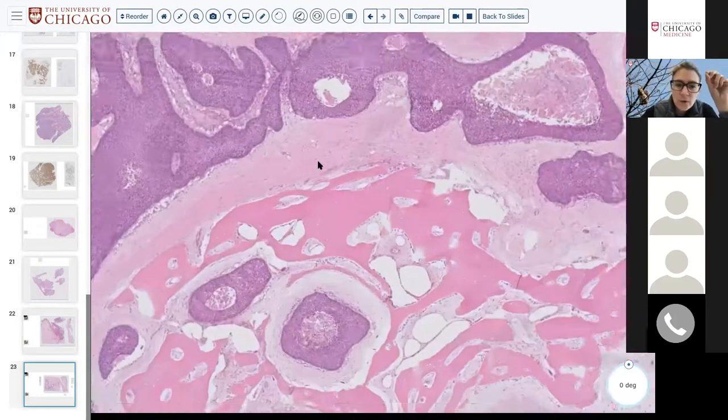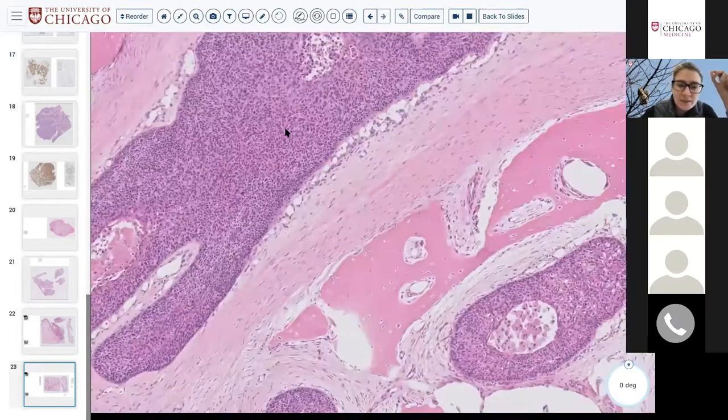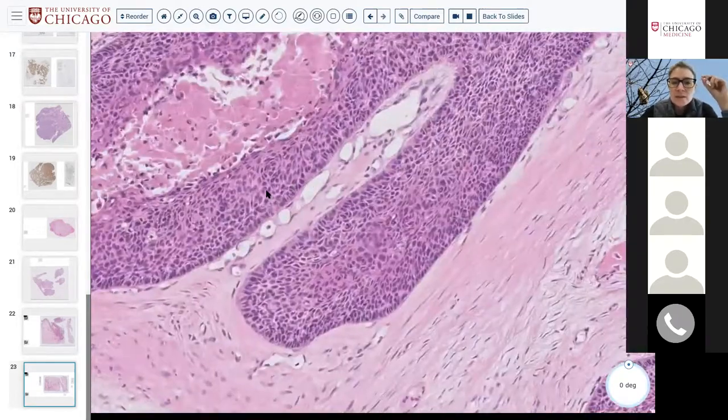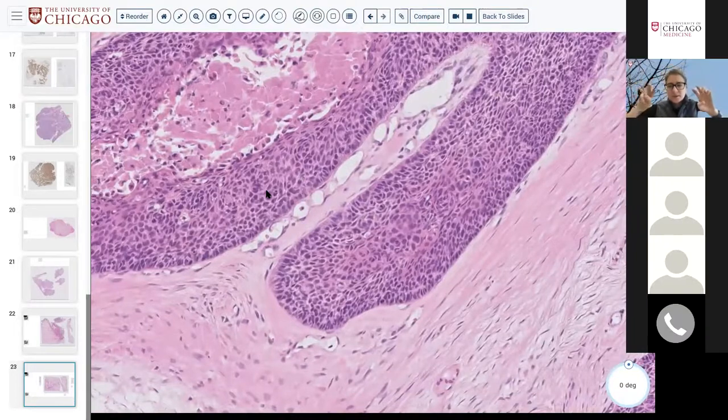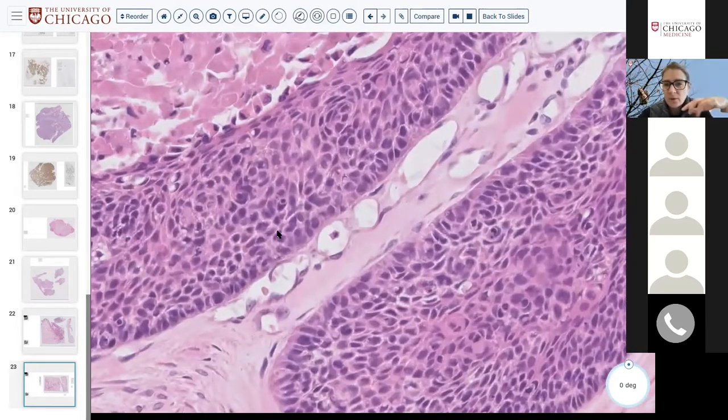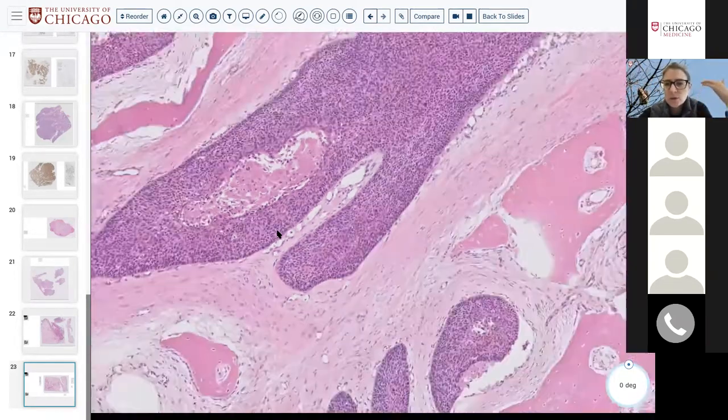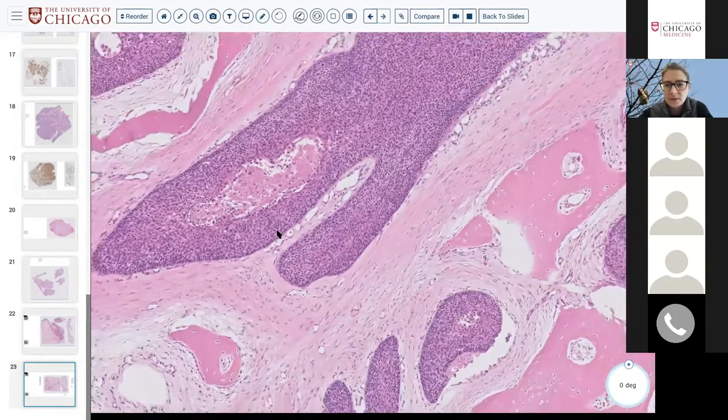Always look for a transition to dysplasia or carcinoma in situ, because if it starts to show features like this, these are the kind of things that are going to be worrisome for ultimate recurrence, ultimate true invasion, which is what you see in this case. Okay.